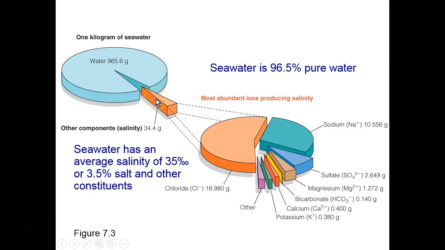So what is that salt and other constituents? So this is showing you just that little piece right there. So breaking that down for you. You have, of that 34.4 grams of dissolved solids, we have 18.980 grams of chloride, we have 10.556 grams of sodium, then we have sulfate, magnesium, bicarbonate, calcium, potassium, and other things which even include metals such as gold.